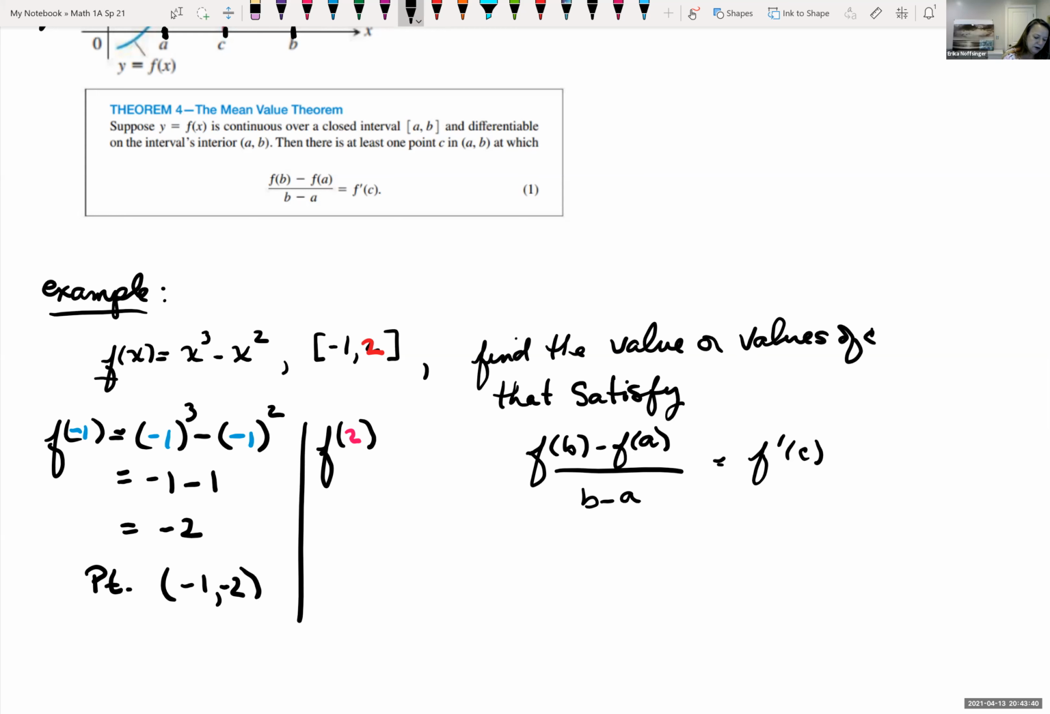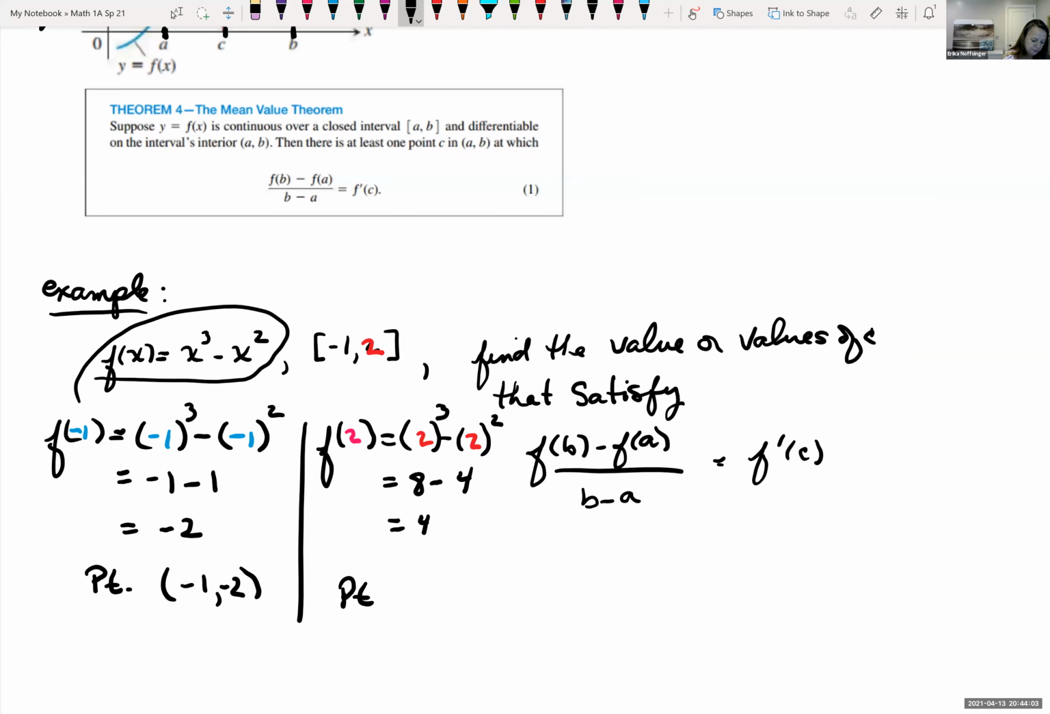So go back into our equation and plug in 2 wherever you see an x. So we have 2 cubed minus 2 squared. Well, 2 cubed gives me 8, minus 2 squared, which gives me 4. So 8 minus 4 gives me 4. So I have a point here at (2, 4).